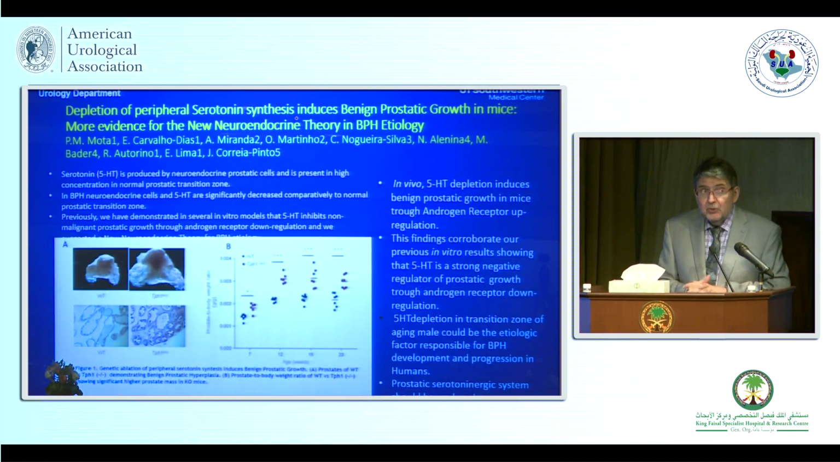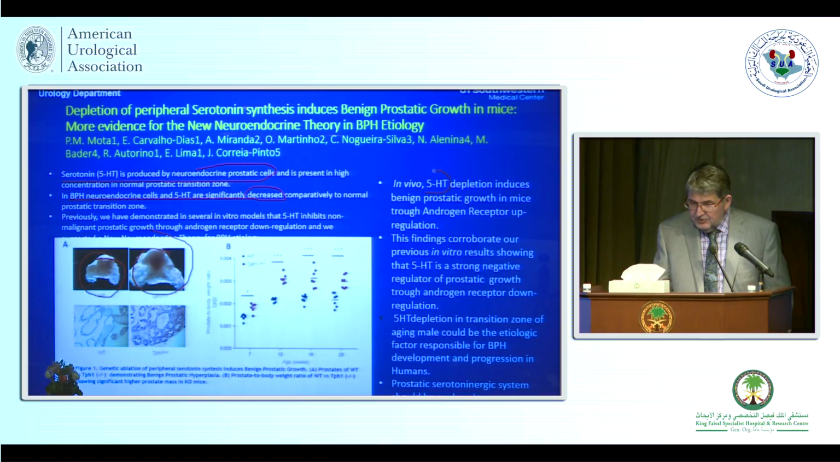There's a group of researchers in Portugal, in Lisbon, and they publish regularly on BPH, clinically and basic research, and they have an idea that serotonin or 5-hydroxytryptamine is an important part of BPH. I developed this for you here. So they showed that this is produced by neuroendocrine prostate cells, and they show that in BPH these cells are decreased, and they show that it inhibits non-malignant prostate growth. And here in this poster they demonstrated that if you block that you actually make the prostate grow substantially larger.